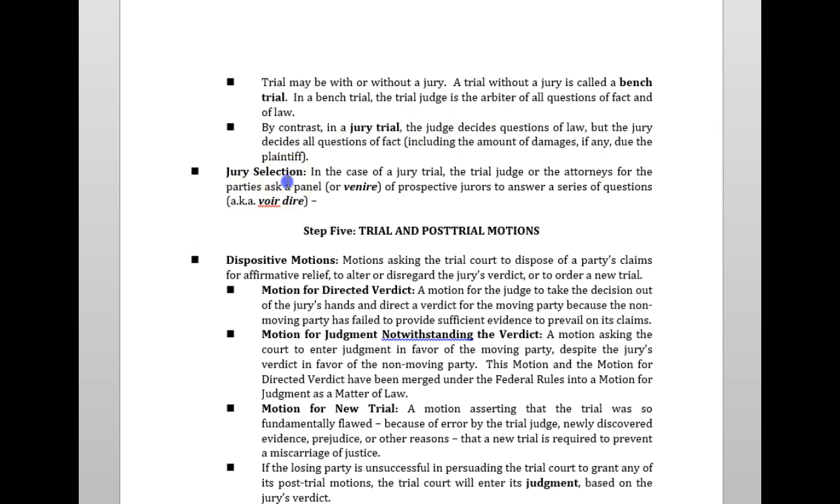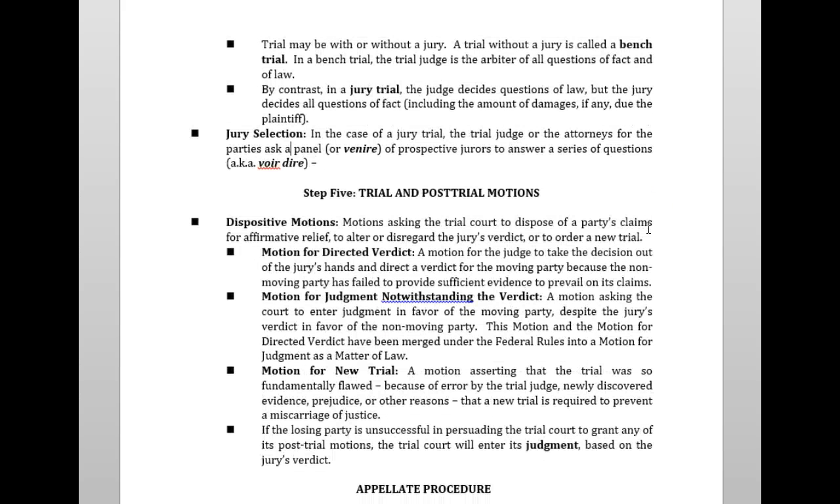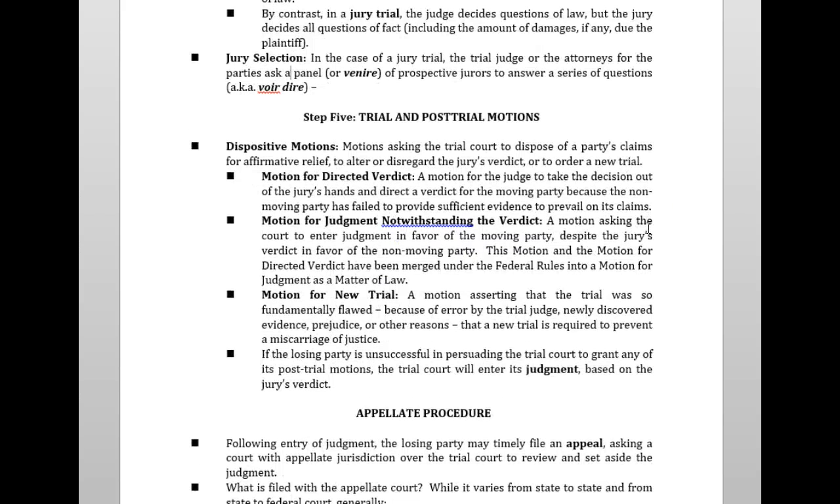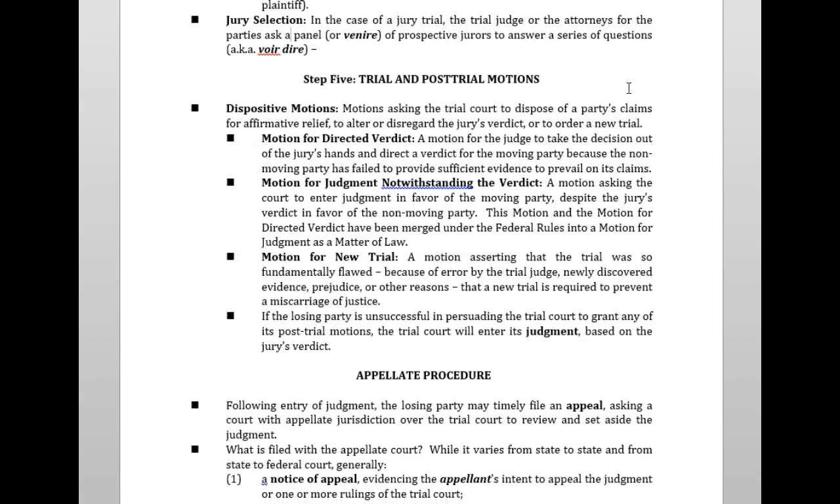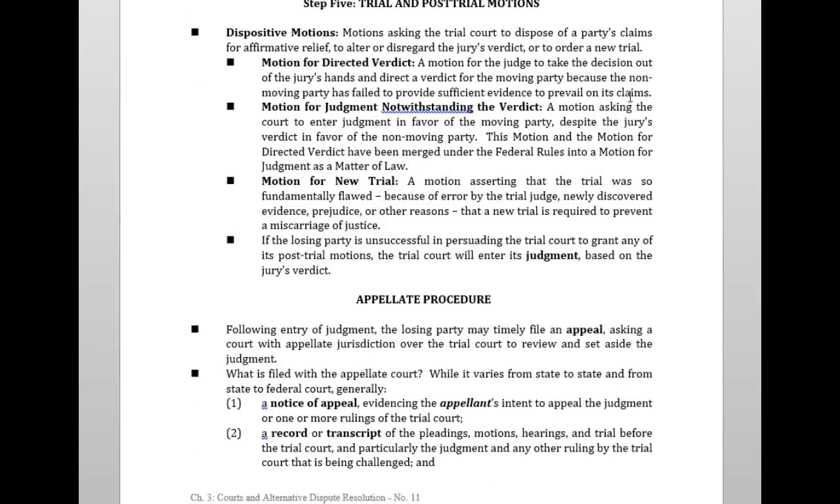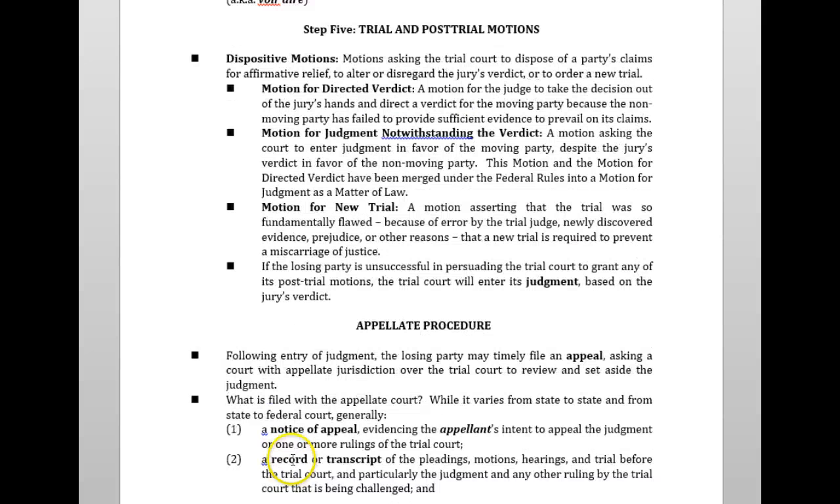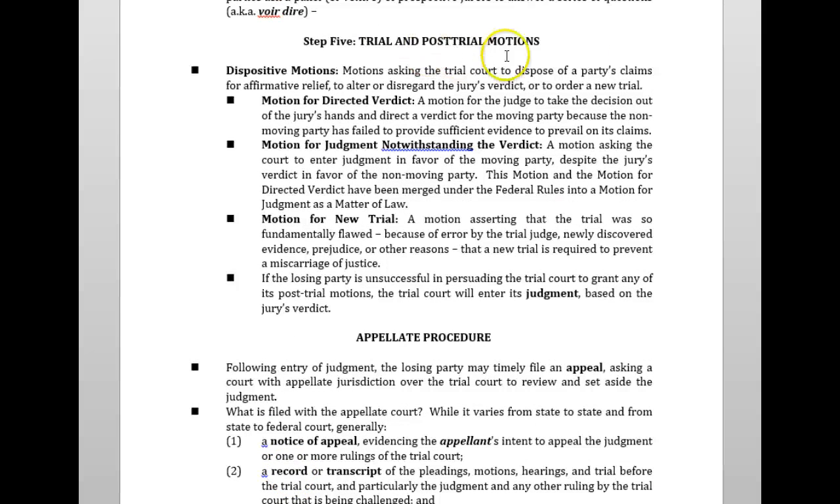And then you have jury selection. And that in and of itself is quite a procedure, especially if it's high profile. So 12 jurors are selected, and I think we have 2 alternates selected. And once you get to that point, then you're ready for Step 5, which is trial and post-trial motions.